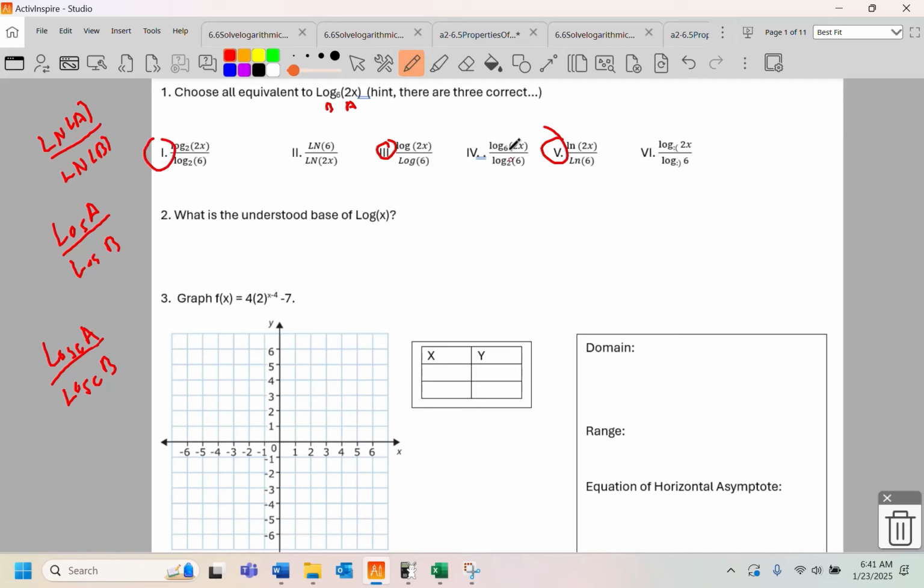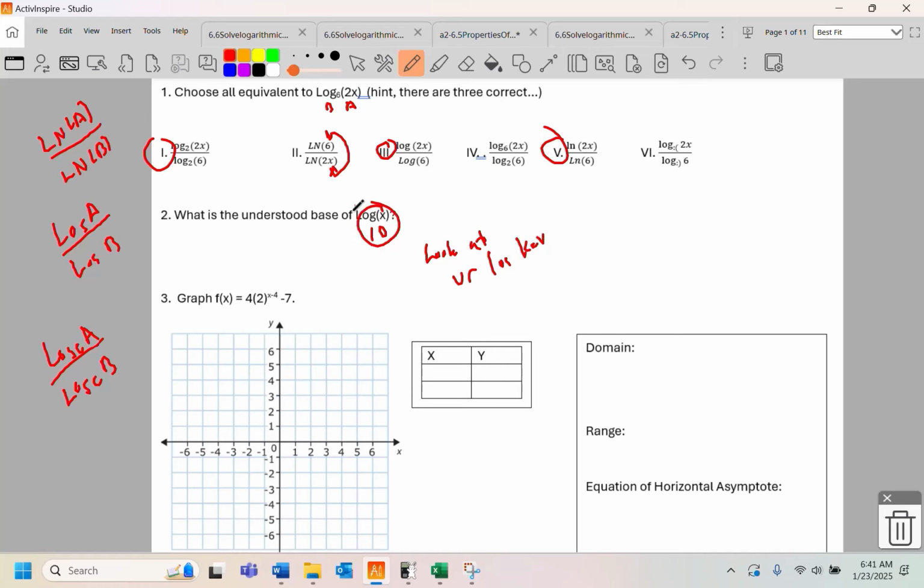See on here, which is something a lot of kids picked last year, those numbers aren't the same. A frowny face and a smiley face are not the same. And hopefully you can see what's wrong with 2. We've got things backwards, right? So there you go. What is the understood base of a log of x? It's going to be 10. Look at your log key, right?